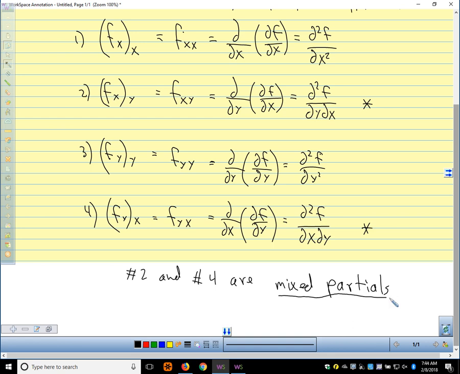If you go further in calculus, in advanced calculus, you can prove that if our partials are continuous, if our functions are nice, then the mixed partials are equal. And we're going to rely on that fact for a lot of things. So I'm just going to state that as a fact.